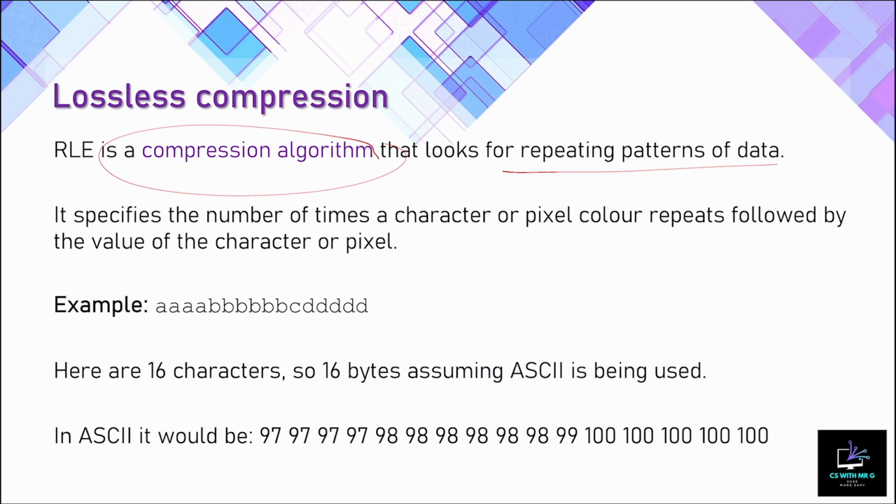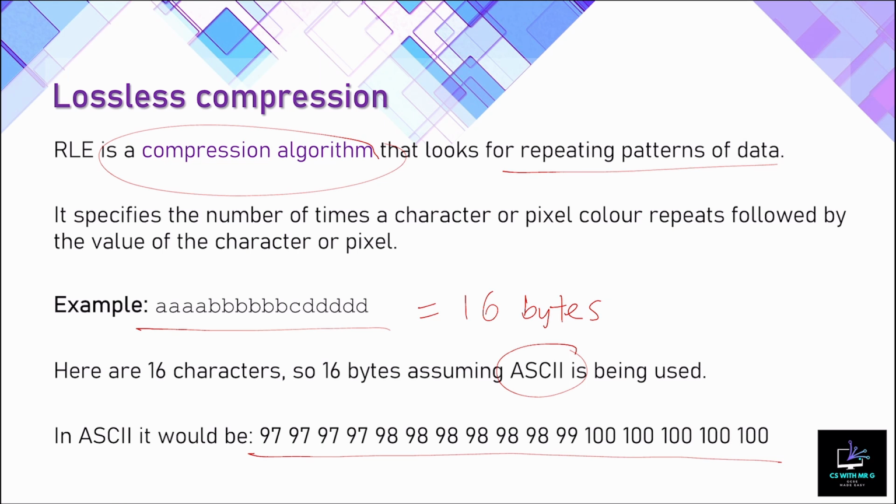Perfect example, you've got a string of text here, which consists of 16 characters. So as we've mentioned in the previous lesson, if we used ASCII for this, 16 bytes is used to store this string of text. 1 byte per character equals 16 bytes of data. So in ASCII, it would look like this, and then obviously the computer would convert that into binary.